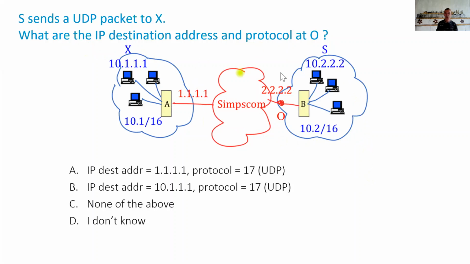So assume S, which is here, sends a UDP packet to X. For example, this is a sensor in an industrial network that uses this tunneling technology to connect to a server that receives the result of a measurement here. If we do a Wireshark capture at this point here, what IP destination address will we see?